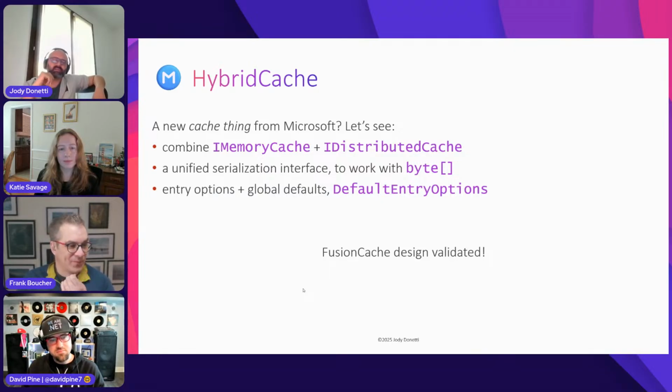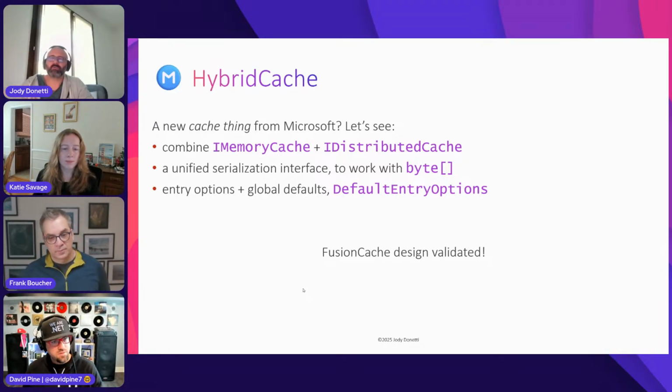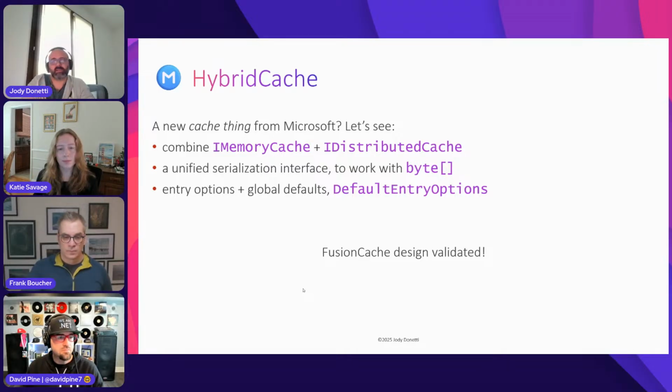So HybridCache is a new cache team from Microsoft, which is like the third leg: memory, distributed, hybrid, that can combine the two together. It's a multi-level cache. Again, it combines IMemoryCache and IDistributedCache. It has a unified serialization interface to work with byte arrays, because distributed caches work with byte arrays, and it has some entry options per call. Sorry, and it has some global defaults called default entry options. So overall, I have to say, design validated, because it's very similar.